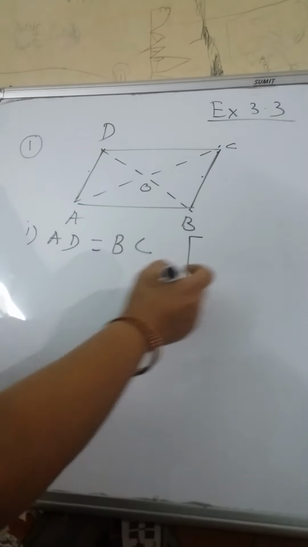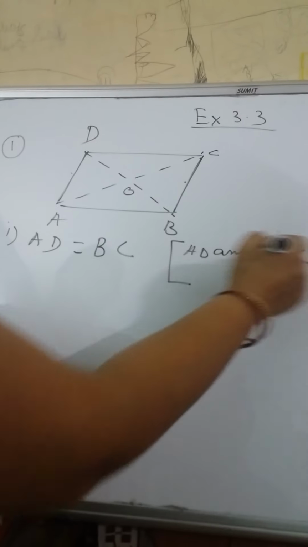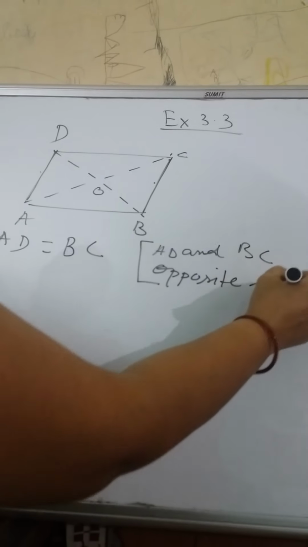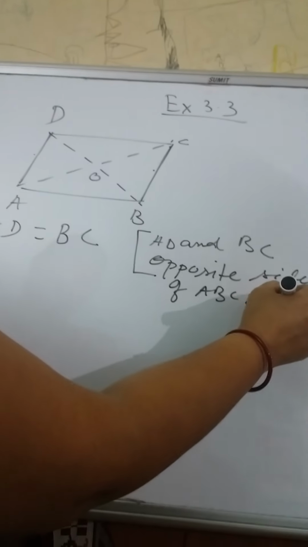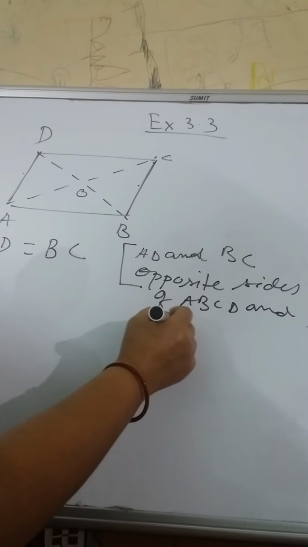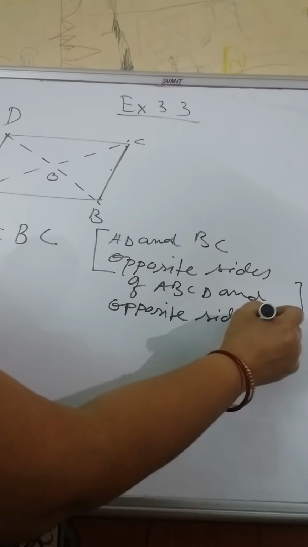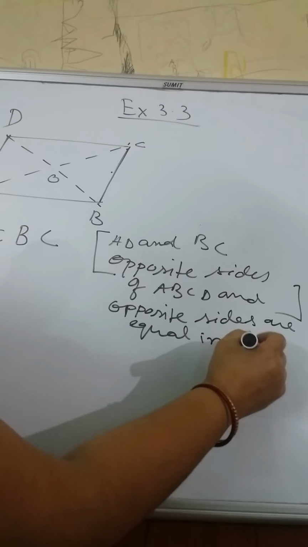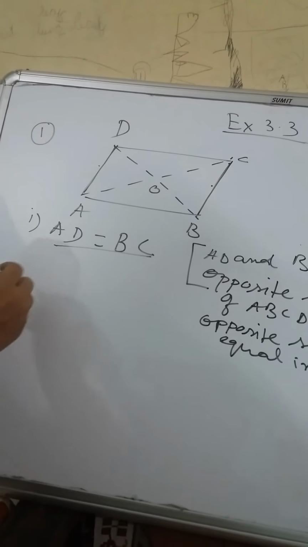So you have to write here: AD and BC are opposite sides of ABCD, and you all know that opposite sides of a parallelogram are equal in length. You have to write this. That means you are writing the justification of your answer. Okay. Now 2.